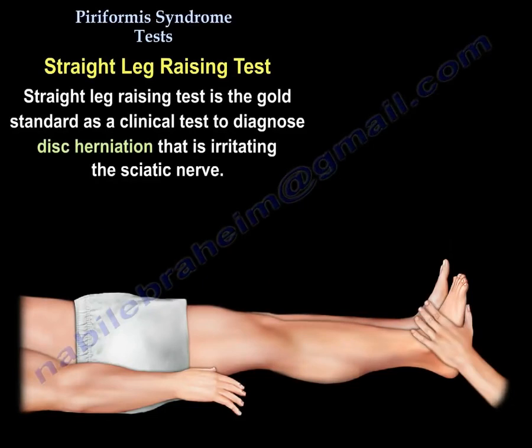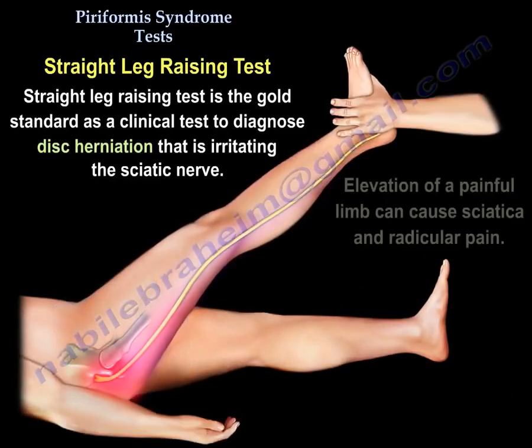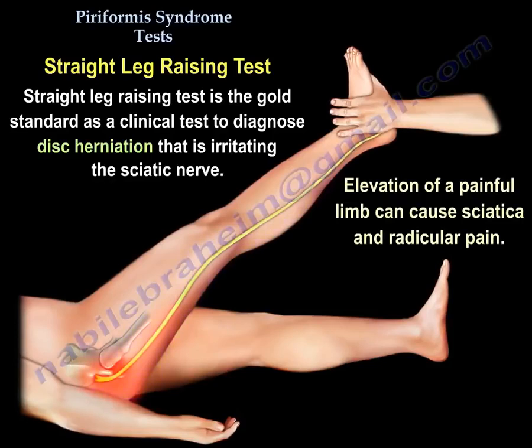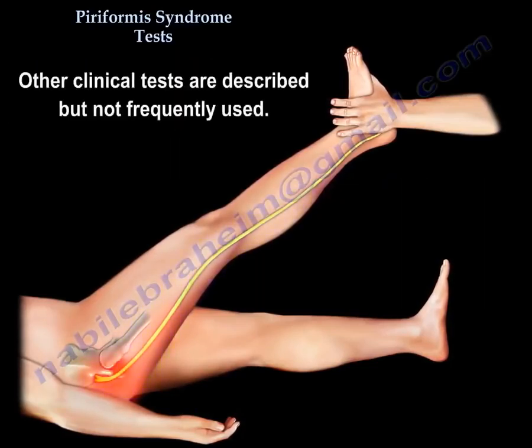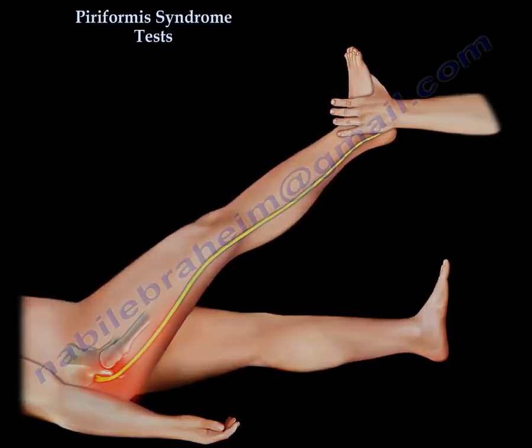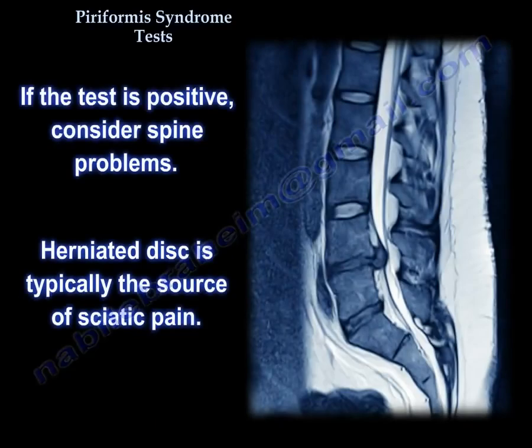Straight leg raising test is the gold standard clinical test to diagnose disc herniation that's irritating the sciatic nerve. Elevation of a painful limb can cause sciatica and radicular pain to the leg. Other clinical tests are described but not frequently used. If the test is positive, consider spine problems. Herniated disc is typically the source of sciatic pain.